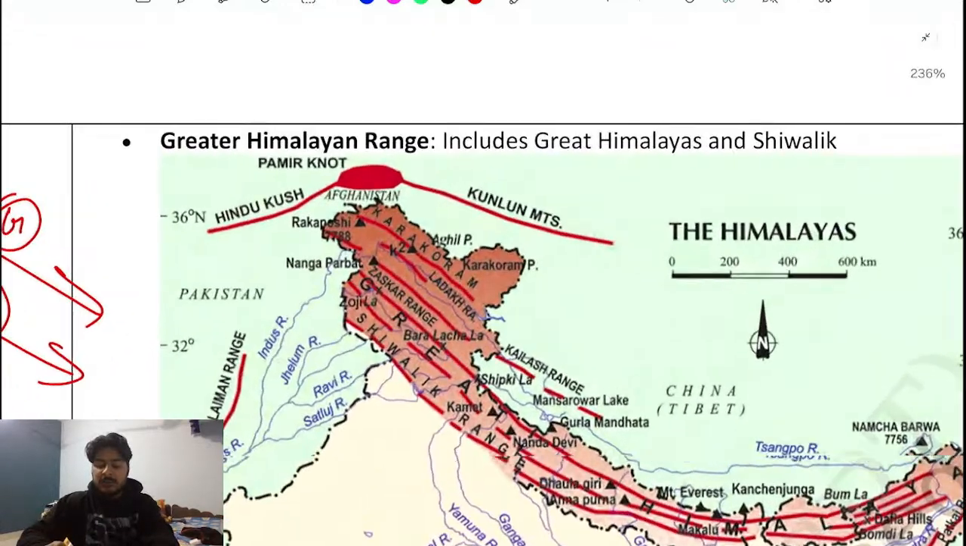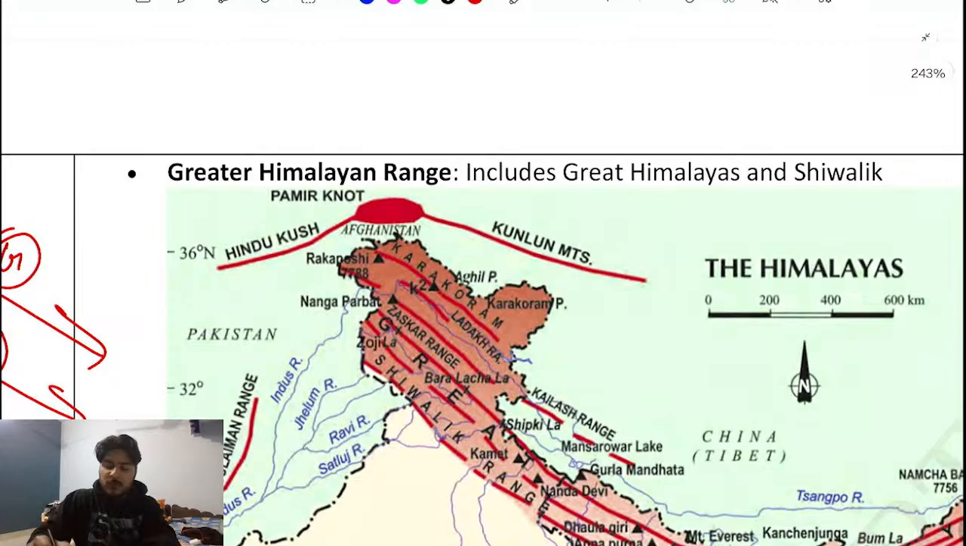First of all, you need to understand this point. This point is known as the Pamir Knot, and this is the Hindu Kush mountain range. Pamir Knot and Hindu Kush mountain range. And here we have the Kulan mountain.